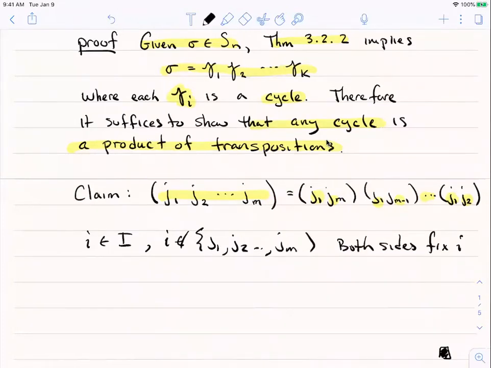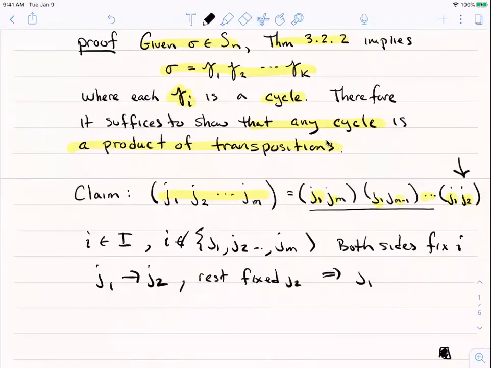So let's think about what happens to, say, J1, for example. Again, we feed these things in from right to left. So you're looking over here, and you see that J1 goes to J2 in that first factor. And then every other factor fixes J2. J2 does not occur again in any of those things. So the rest fix J2. So J1 goes to J2. That's on the right-hand side. That's true on the left-hand side as well. Look, J1 goes to J2. That's what this cycle notation means.